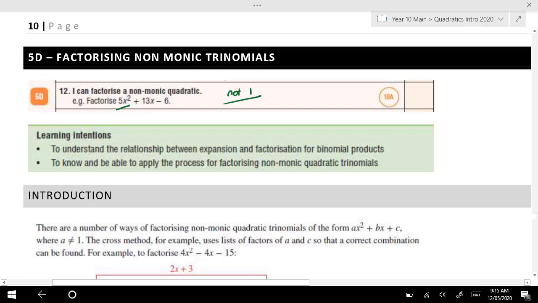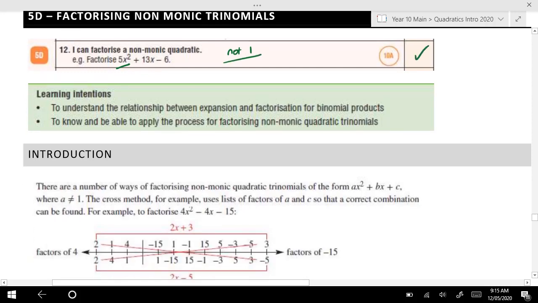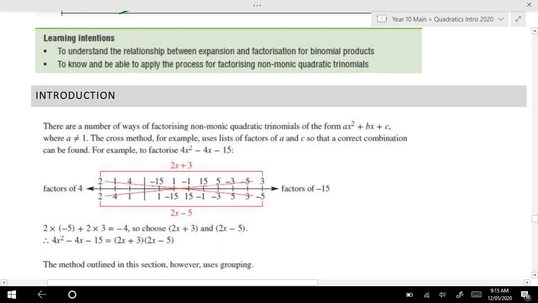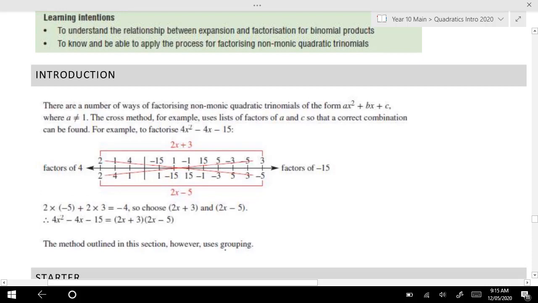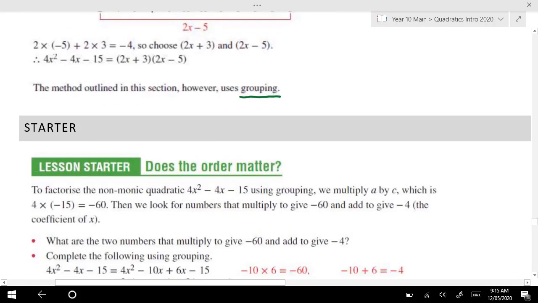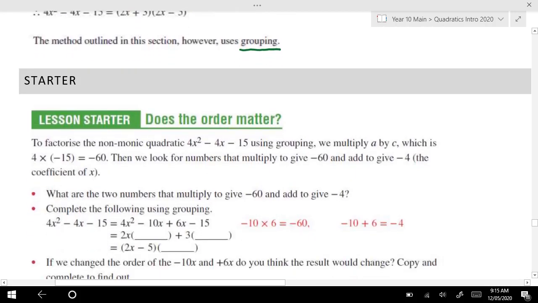Okay, and in order to do this, we're going to use grouping. Now, I know that some of you in the past might have used the crisscross method, but today we're going to go through the use of grouping. It's a little bit more robust. Now, let's just do a little bit of a starter.